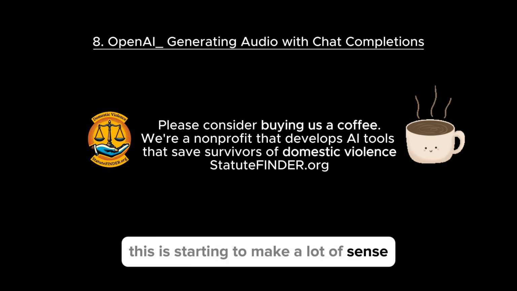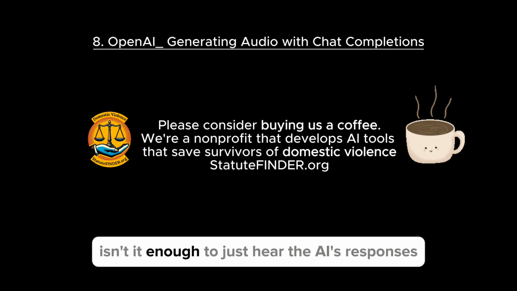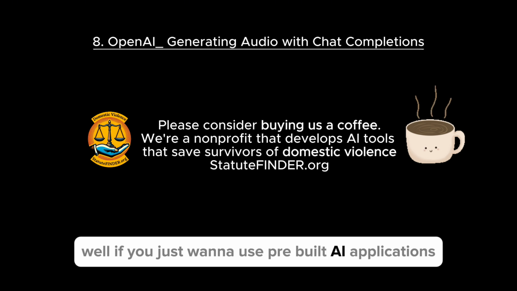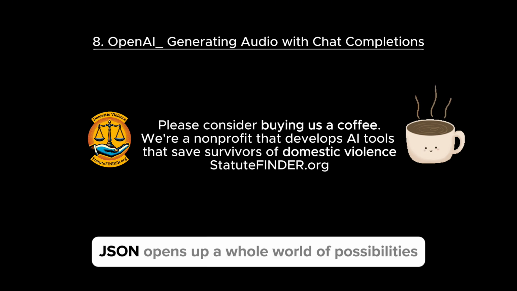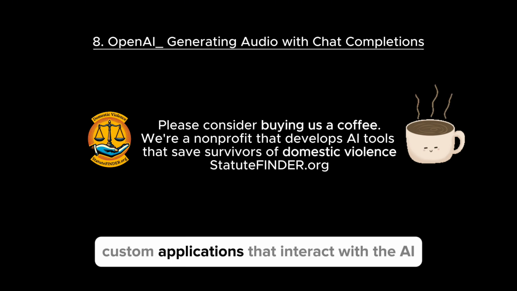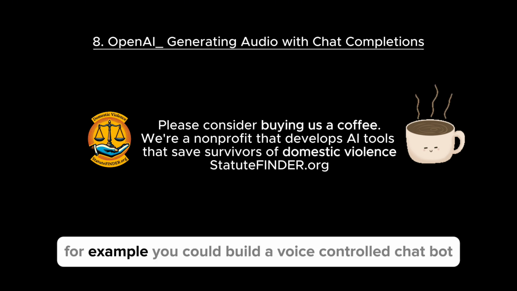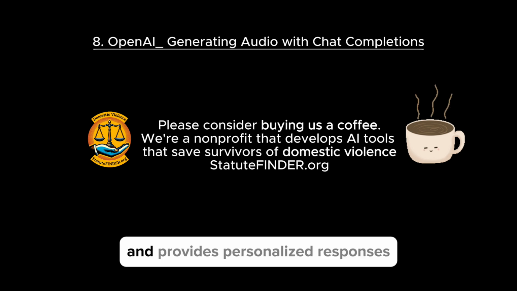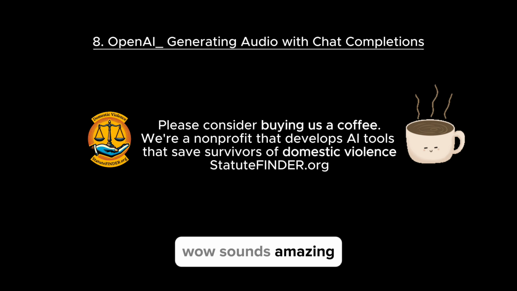This is starting to make a lot of sense. But why should someone care about understanding JSON? Isn't it enough to just hear the AI's responses? Well, if you just want to use pre-built AI applications, then maybe not. But if you're a developer, understanding JSON opens up a whole world of possibilities. It allows you to build custom applications that interact with the AI in really sophisticated ways. For example, you could build a voice-controlled chatbot that remembers past interactions and provides personalized responses based on the user's history. Wow, that sounds amazing.